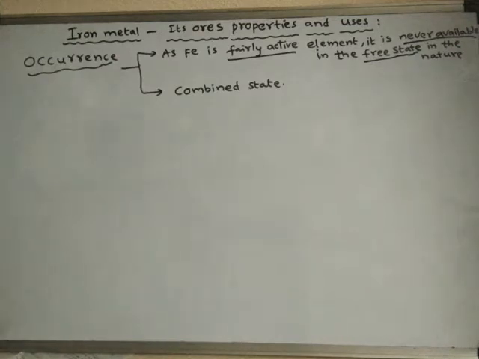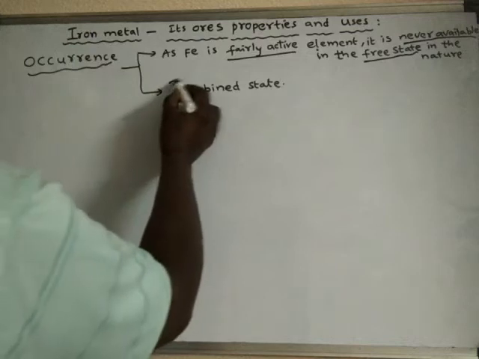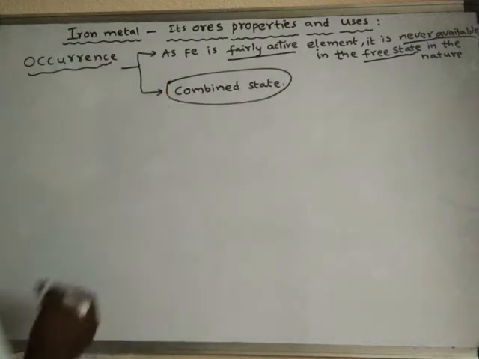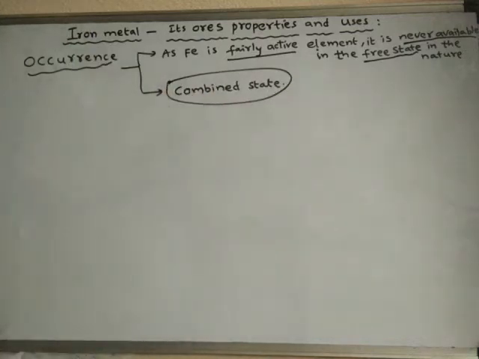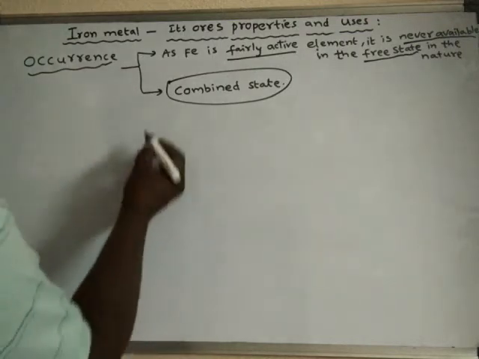Then how is this iron available? Iron is always available in the combined state. That means the atoms of iron combine with other types of atoms and form compounds. So always iron is available in compound form, in the combined state.